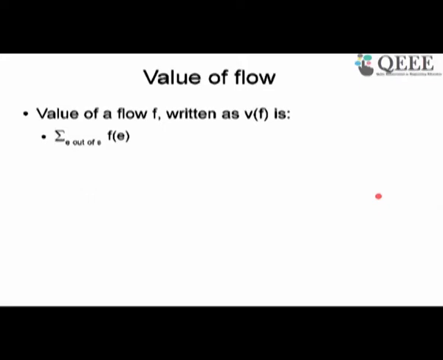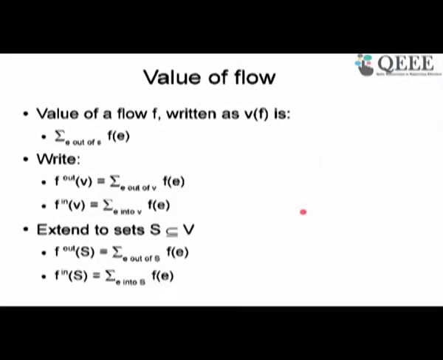So the value of a flow, Vf, the value of flow f, is simply defined as the total flow going out of the source vertex. So the sum over E out of S, S is the source vertex, of F of E. The total flow out of the source vertex is called the value of the flow f. In particular, if you take the simple flow where f is equal to 0 for all the edges, the value of the flow will be 0.